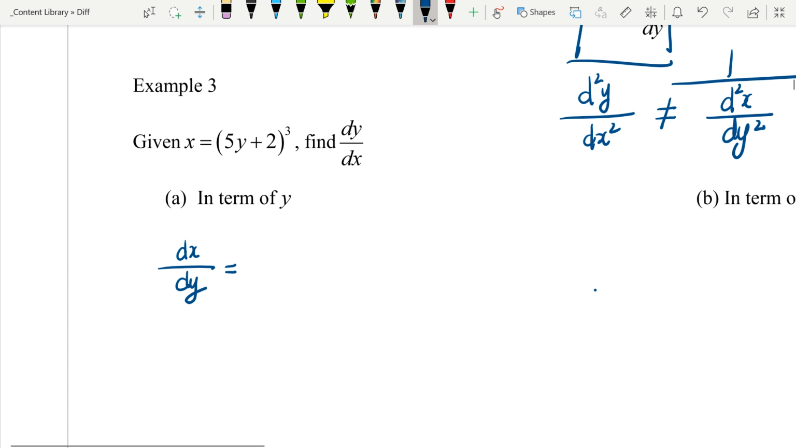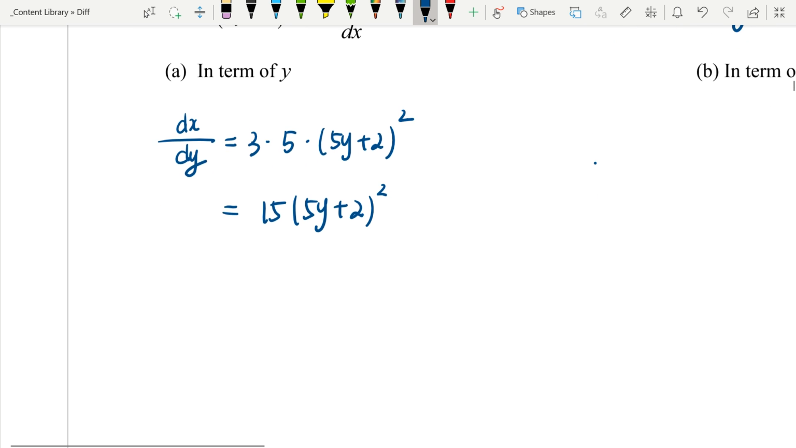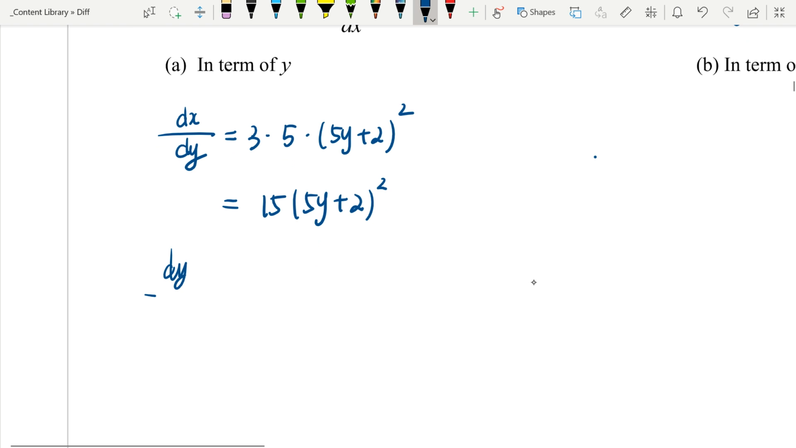Okay, let's have a think. What's the derivative? 3 times 5 times (5y plus 2) squared, and that's 15(5y plus 2) squared. That's my dx/dy. So it's easy to find dy/dx.